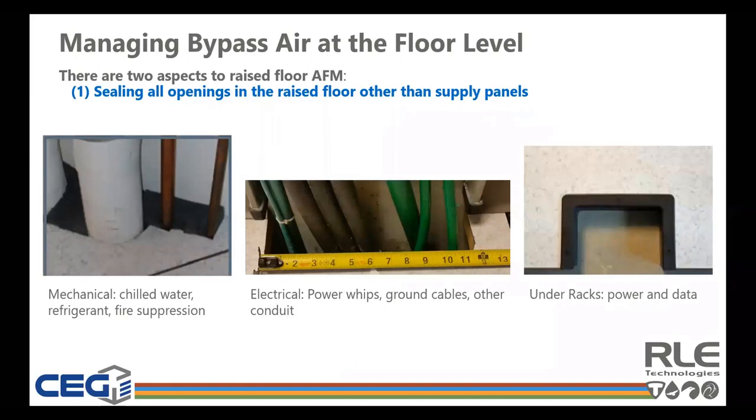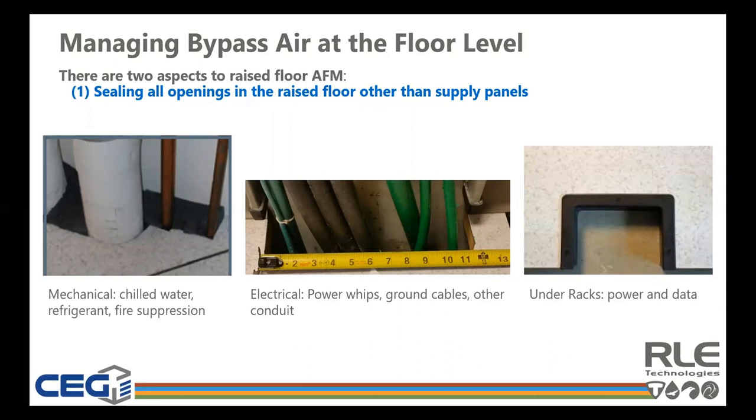Part of properly installing containment really includes managing bypass airflow at the floor level. And as Rob kind of mentioned before, this is fairly straightforward. The floor should be level, so the panels fit tightly together and flat against the stringers and pedestals. And here's where the first of the two key aspects discussed earlier come into play: sealing any open cutouts.